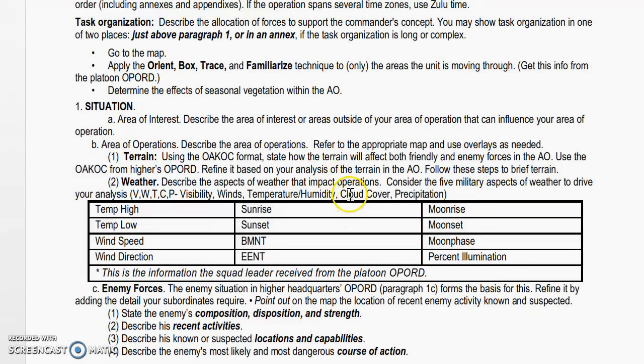So in regards to terrain, just use the OCOKA format. You already know this. Alright, it's either going to be given to you, or you can just write it out in an OCOKA format. The weather. Alright, you can use the 5 military aspects of weather and just cover them. If they're given to you, good. If they're not given to you, then you're going to have to find that for the day of execution for your operation.